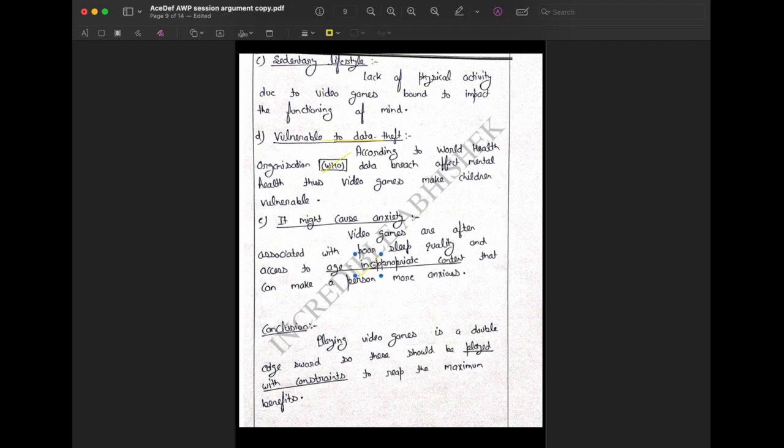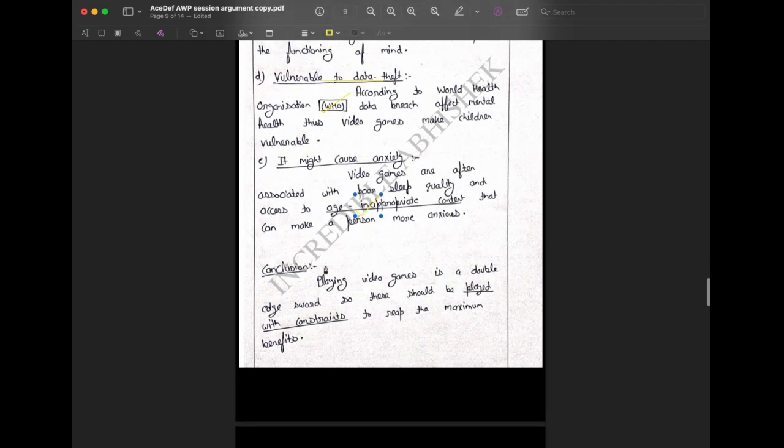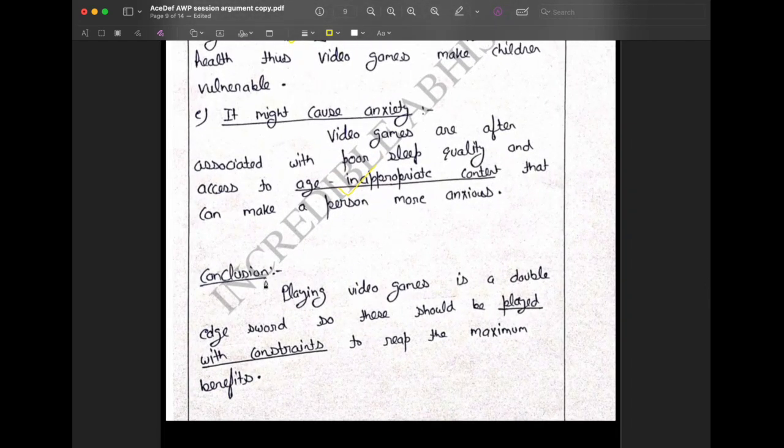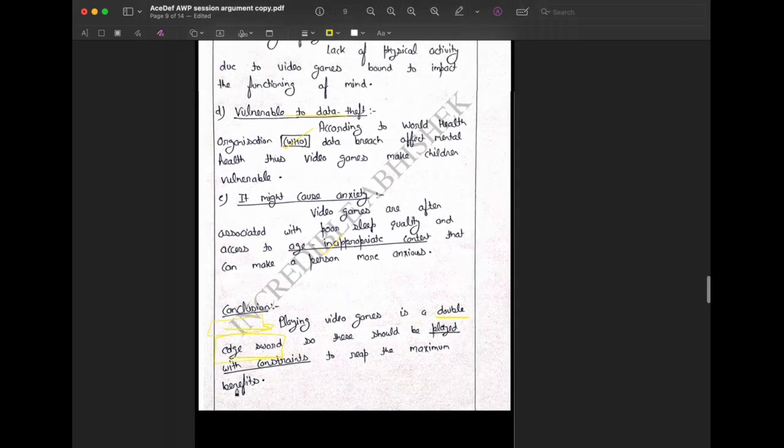Anxiety, age inappropriate content, and conclusion. Now conclusion, he has written conclusion. I don't suggest writing the word conclusion, but yeah, it is fine. You can leave an indent, like he has left an indent here, and then you can start. Playing video games is a double-edged sword. Now this word is enough to conclude. This is a very good point he has brought. So these should be played with constraints to reap the maximum benefits.